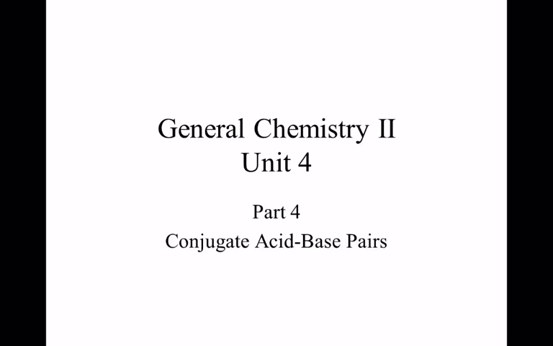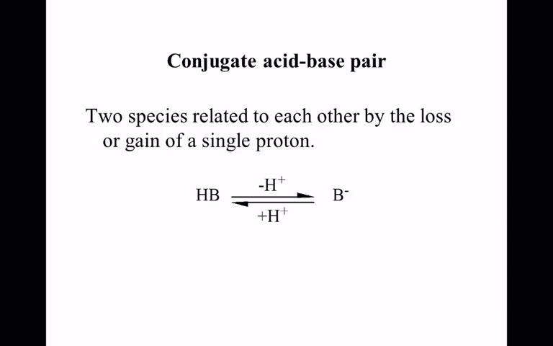So, conjugate acid-base pairs. Basically, what they mean is you look on either side of the equilibrium arrow and you find a pair of species that differ by a proton. The one that's giving up the proton, you would call the acid, and the one that's accepting a proton, you would call the base. You would call them a conjugate acid-base pair.